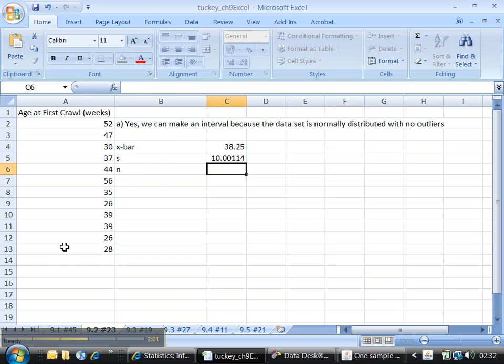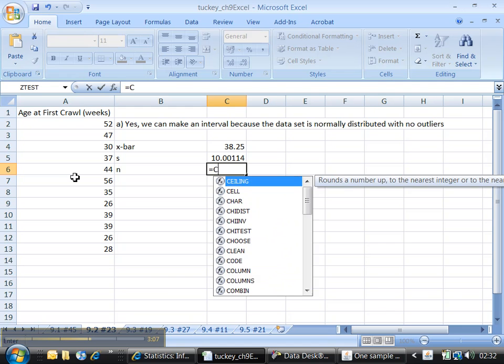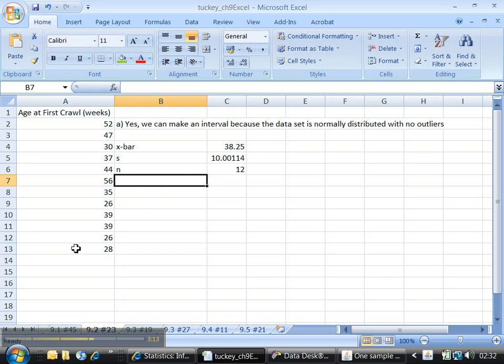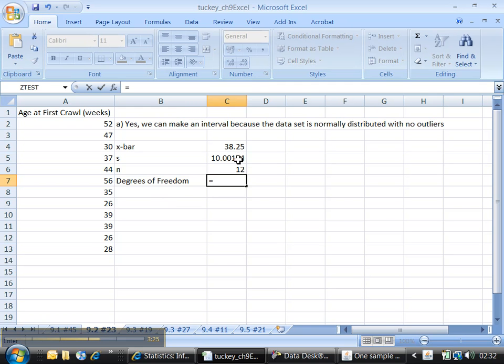We're going to need n. N is how many of them there are. You could count yourself, right? Literally count. Or you could use the count feature, which I don't think I've ever shown to you guys before. But you can say count those many cells and it'll tell you there were 12 cells right there from A2 to A13. Crafty, huh? And we're going to need degrees of freedom. That's equal to n minus 1.